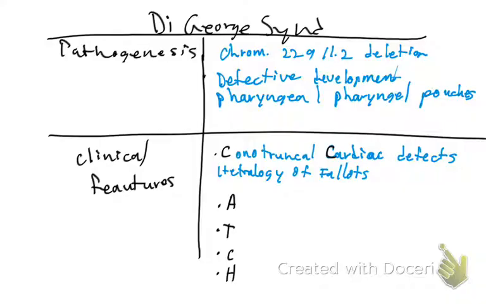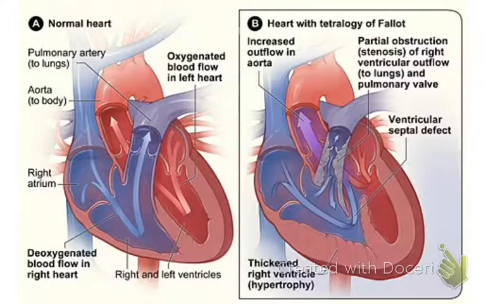So we're going to see a picture here. First, I'm going to show you the normal heart. So in the normal heart, your pulmonary artery goes to the lungs, okay? Your aorta goes to the whole body. Your right atrium is going to drain into your right ventricle. Your right ventricle is fine, and your left ventricle is okay as well.